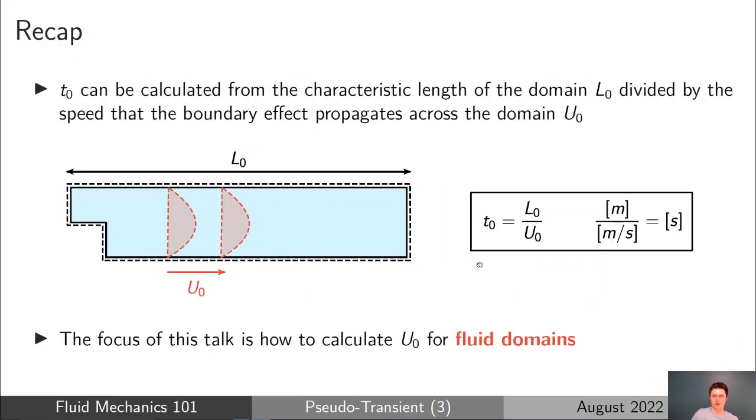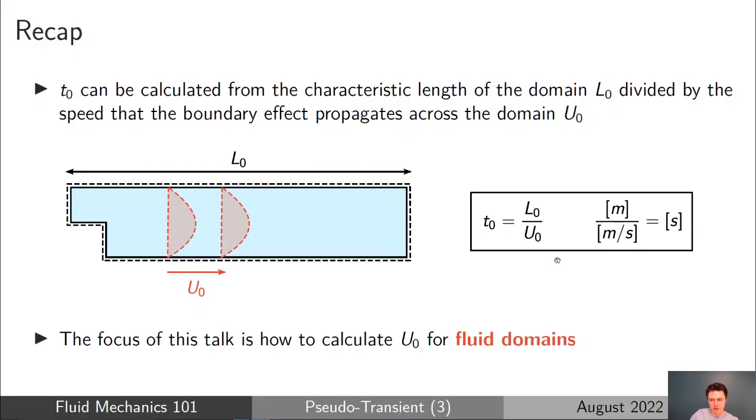So the big question arises, how do we estimate the propagation time for the effect of boundaries to propagate across the domain? The way that the CFD code does this automatically is it calculates the propagation time as the characteristic length of the domain divided by the characteristic speed that the effect of boundaries propagates across the domain.